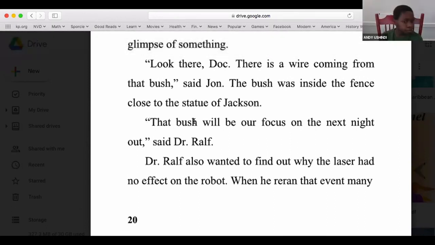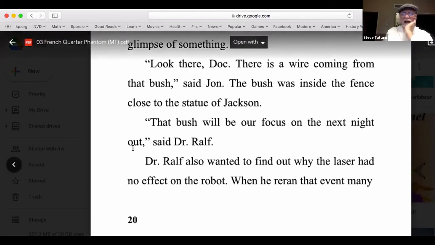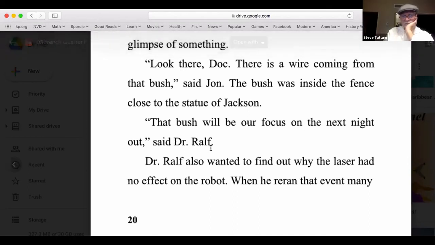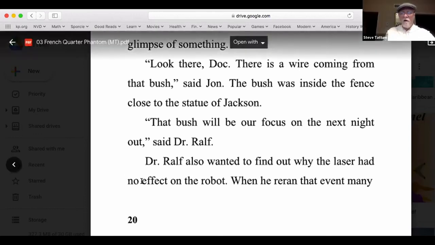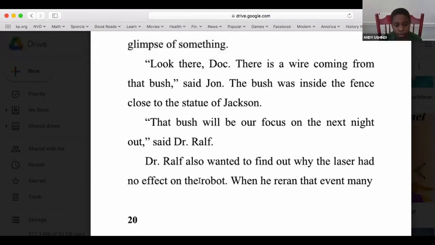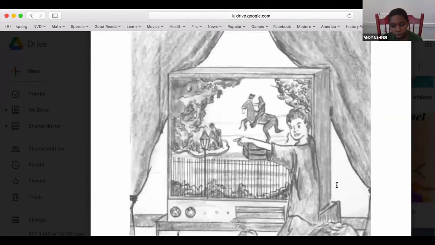Yes. That bush will be our focus on the next night out, said Dr. Ralph. Dr. Ralph also wanted to find out why the laser had no effect on the robot when he reran that event.